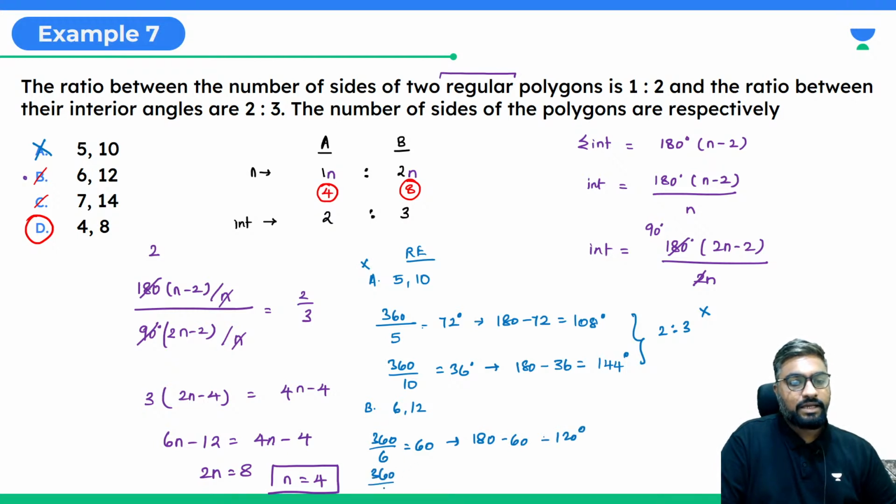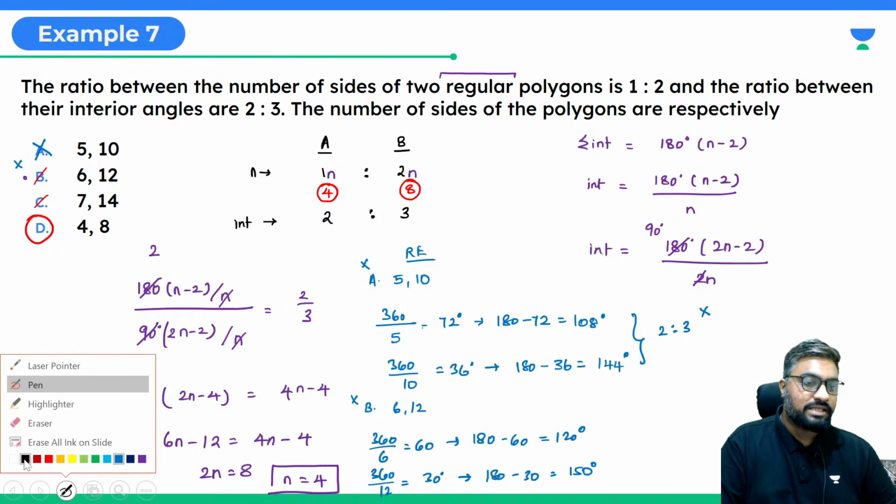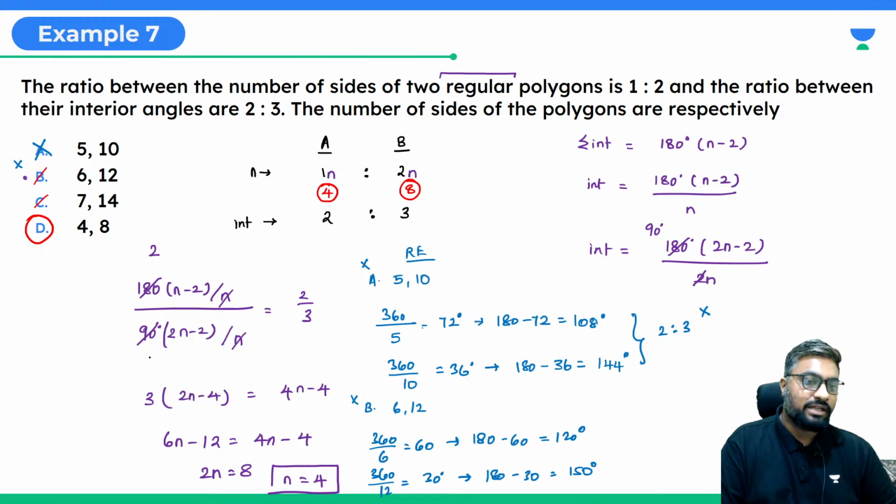Here, 360 by 12 which is 30 degrees. So you will get 180 minus 30 is 150. Are they 2:3? No, they are not. They are not 2:3. Getting this? The process will be similar, Stockoholic. In reverse engineering also the process will be similar. You'll have to find out an exterior angle and then subtract it from 180.